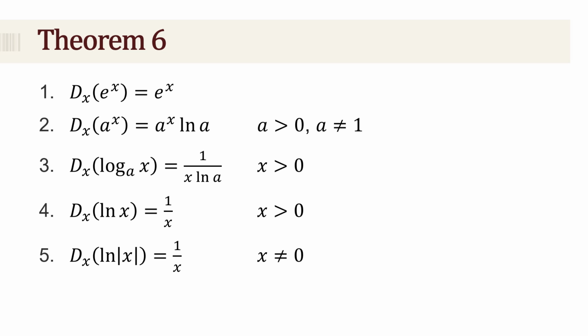Next, for x greater than 0, the derivative of the log of x to the base a is equal to 1 over x ln a. Next, for all x greater than 0, the derivative of ln x is equal to 1 over x. In fact, the derivative of ln of the absolute value of x is equal to 1 over x for all x not equal to 0. So you just need to memorize all of these, so that when you see your function, you immediately know what its derivative is.